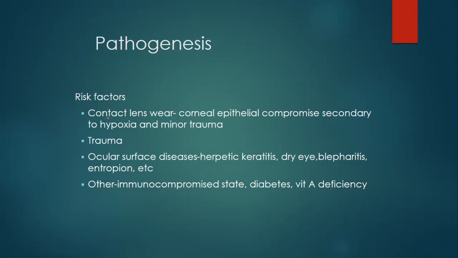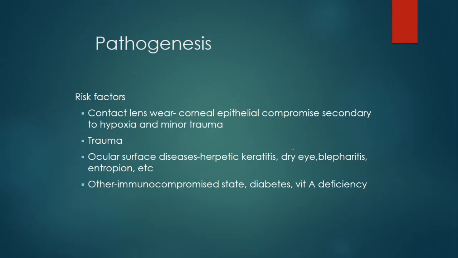Risk factors are contact lens wear causing corneal epithelial erosions, small hypoxia, and minor trauma. Minor trauma causing erosions, trauma because of any external trauma, like rubbing, even rubbing of eyelids. Ocular surface diseases like herpetic keratitis. In herpetic keratitis, what happens is that the nerve cells on the cornea get damaged, and because of decreased sensation, there are increased chances of infections.